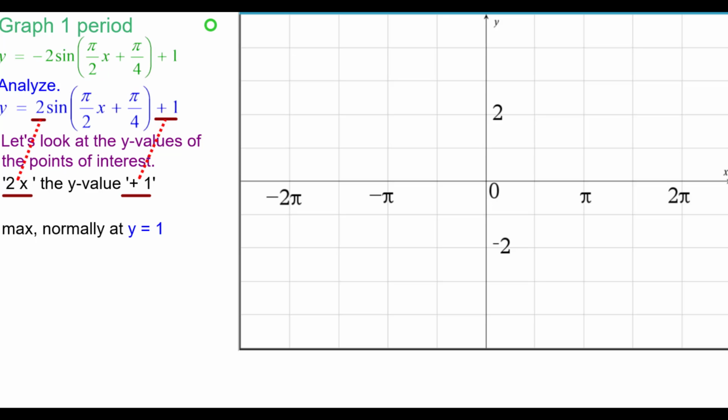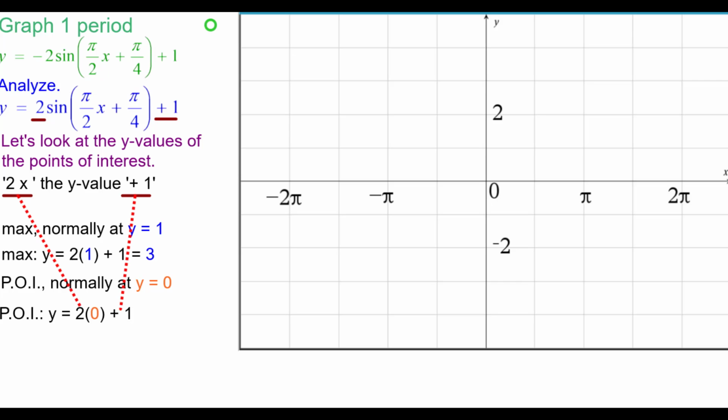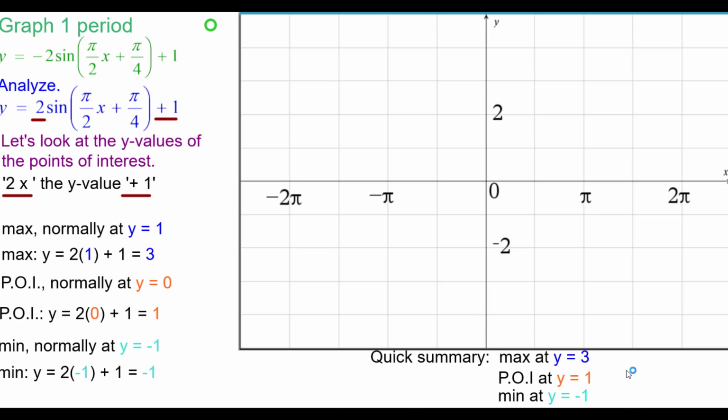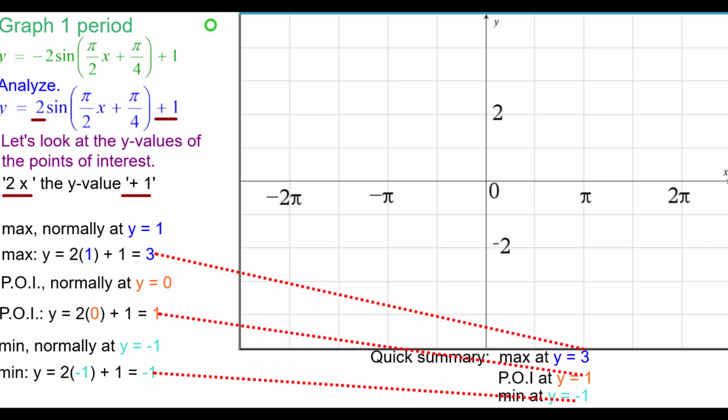So the maximum normally is at y equals 1. We're going to have to double that and add 1 to get y equals 3. So our new maximum's at y equals 3 on the blue graph. Points of inflection are normally at y equals 0. We're going to double the 0 and add 1, and that will get us y equals 1. The minimum's normally at y equals -1, but we double that, -2 plus 1, and we're back to y equals -1. So let's summarize that right here. These are our key y values, and you can see where we got them from.